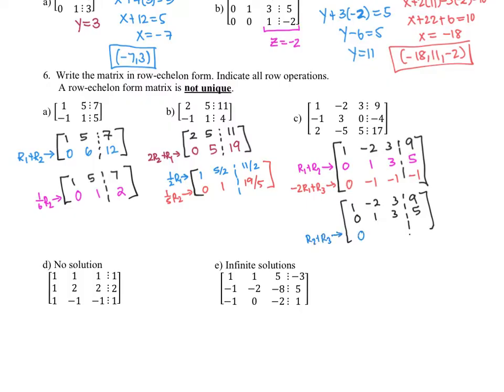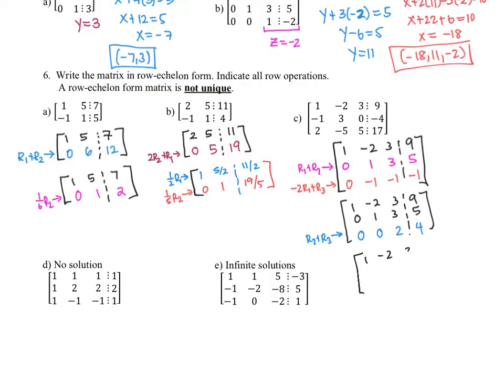So 0 plus 0, 1 minus 1, 3 minus 1, 5 minus 1. Okay, I'm almost in row echelon form. I just need to get a leading 1 right here. So I'm going to divide the last row by 2, and then it will be in row echelon form.